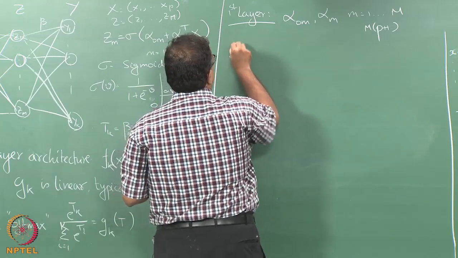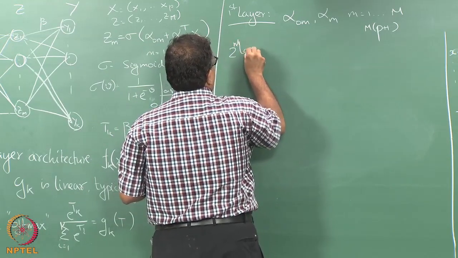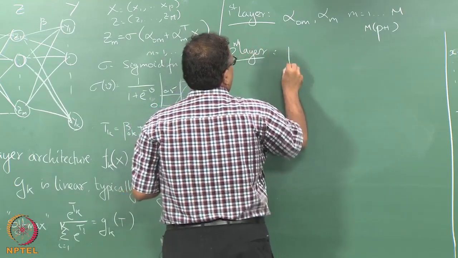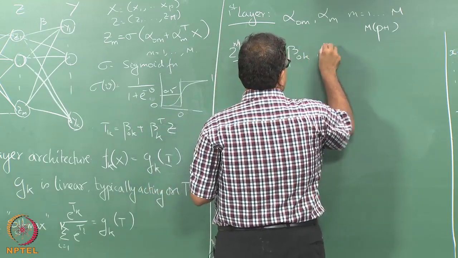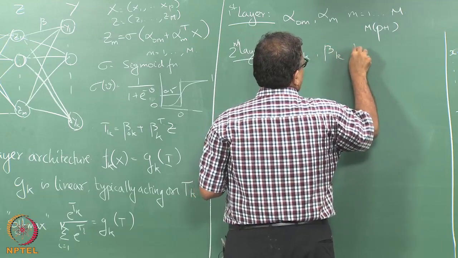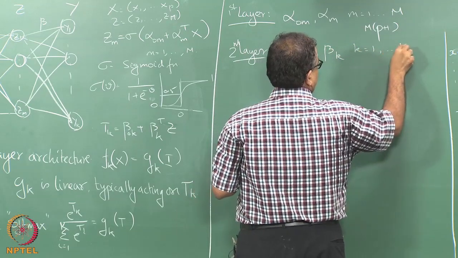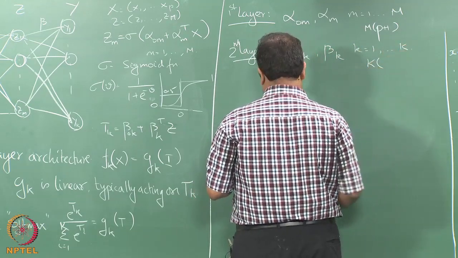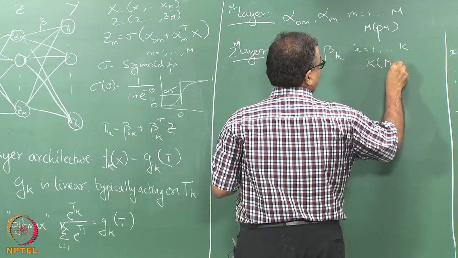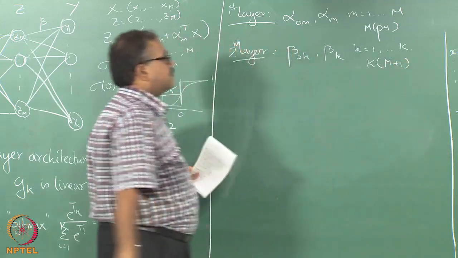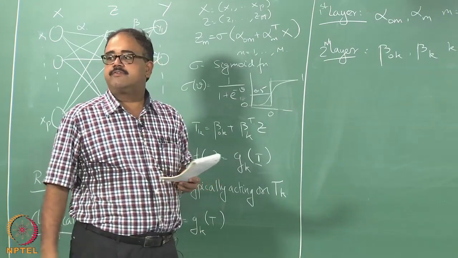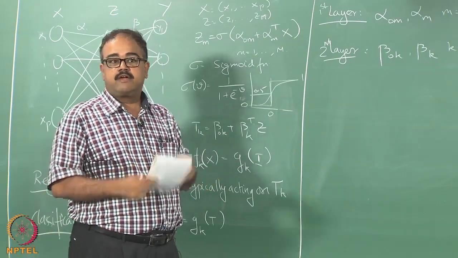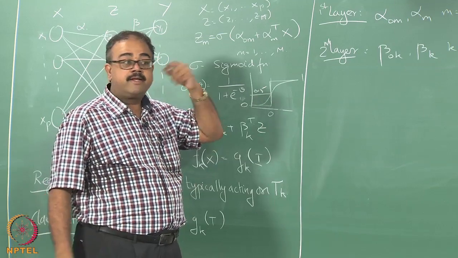And in the second layer, likewise, I have that many parameters that I have to fit. So I have to find all the alphas and all the betas.